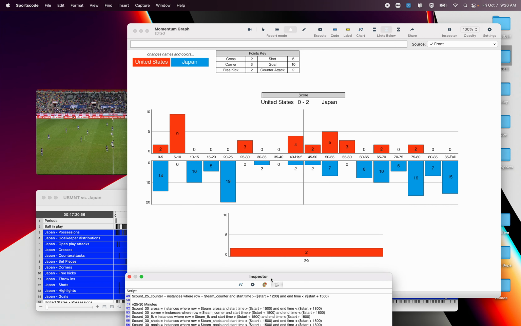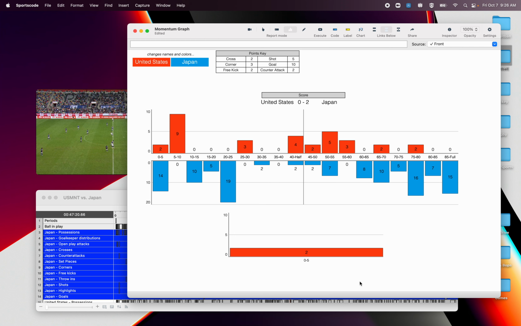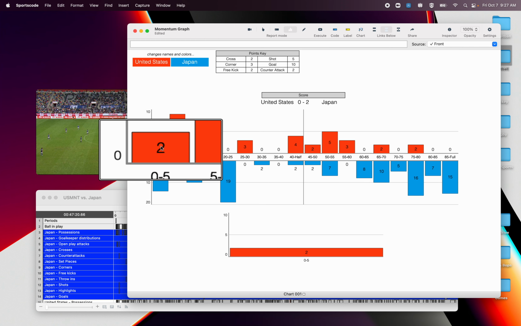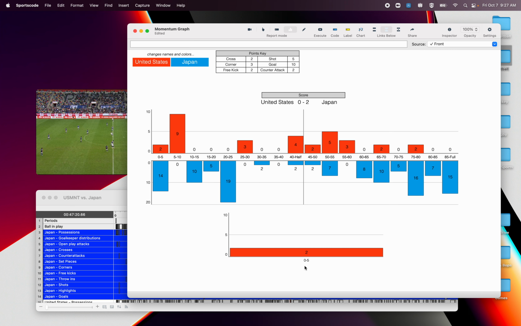There we go. So we got our 2 points in our first 5 minutes. So we had our first 2 points in our first 5 minutes here, and 2 points in our first 5 minutes here. Now, because I only have that one chart script, you can see it's taking up the entire original length of the chart, but that's because I haven't added my other ones.